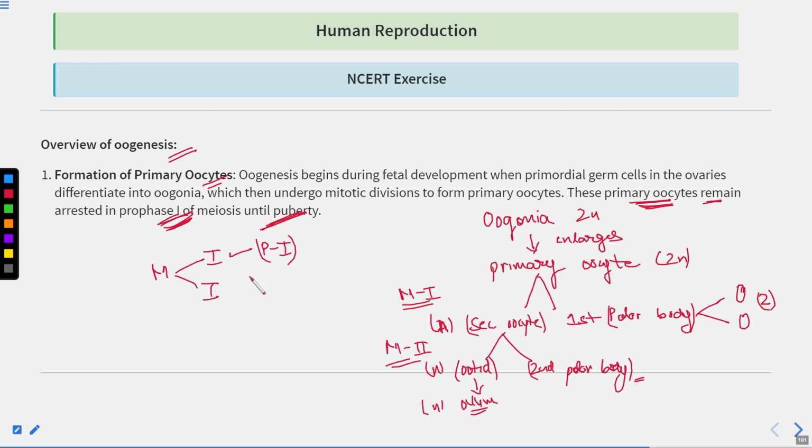Clear? So what are the stages of the cell cycle? Prophase, metaphase, anaphase and telophase. Clear? So prophase 1 is here, then metaphase 1, anaphase 1, telophase 1. Similarly here, prophase 2, metaphase 2, anaphase 2 and telophase 2. So the primary oocytes get arrested in prophase 1 of meiosis until puberty, and after puberty, the primary oocyte will complete meiosis 1 and form the secondary oocyte. So the secondary oocyte is formed after the organism attains puberty.